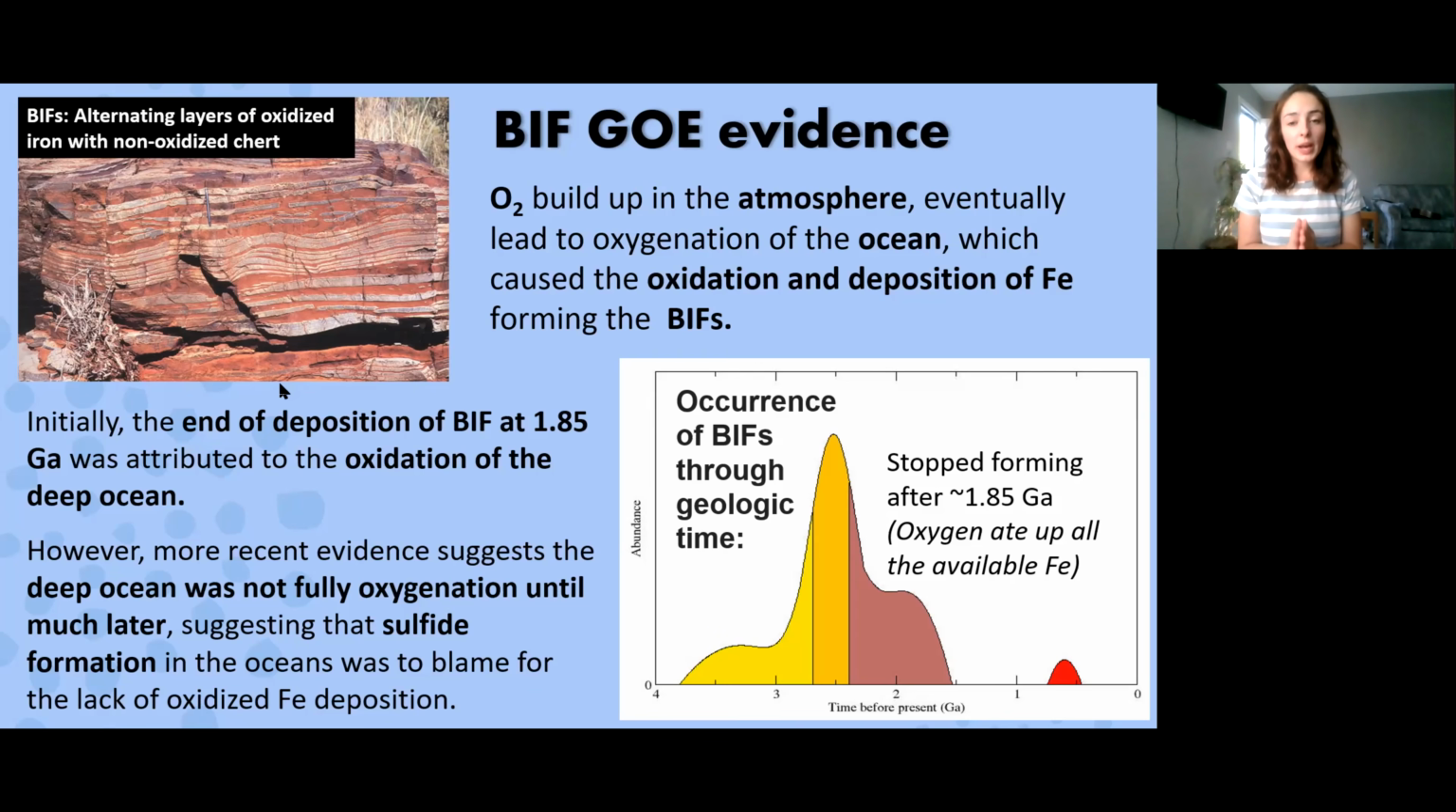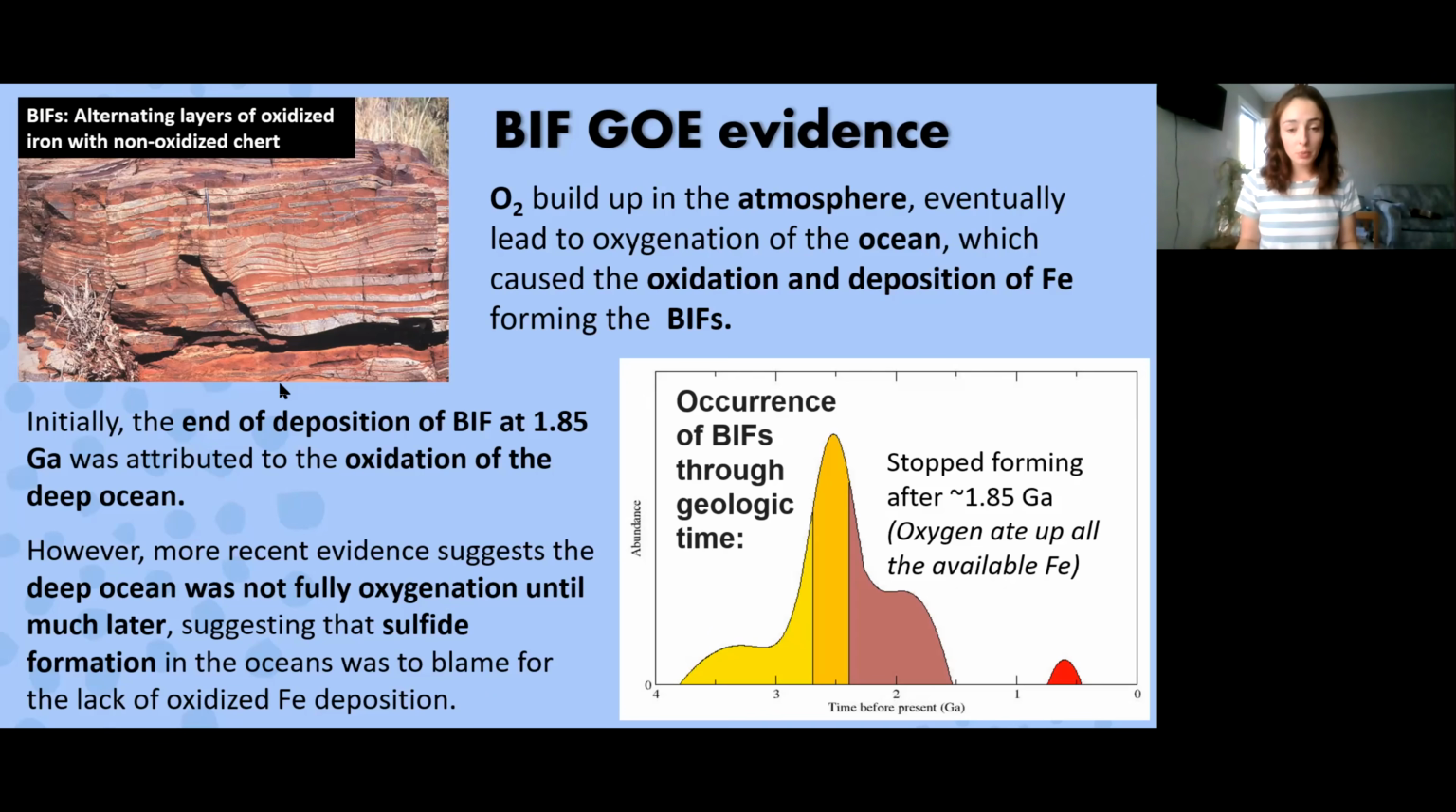However, this was the initial way that people looked at the termination of BIF formation, meaning oxygen was abundant enough in the atmosphere and the ocean that it had now oxidized all the available reduced iron and BIFs stopped forming. However, that's really not exactly what happened, because a lot of other more recent lines of evidence point to other processes occurring and point to the fact that the oxygenation of the ocean during the GOE wasn't as intense as we once thought it was. More evidence suggests that the deep ocean was not fully oxidized until much later after the GOE, almost 1.5 billion to 2 billion years later, and this suggests that something else had to stop the BIF formation.